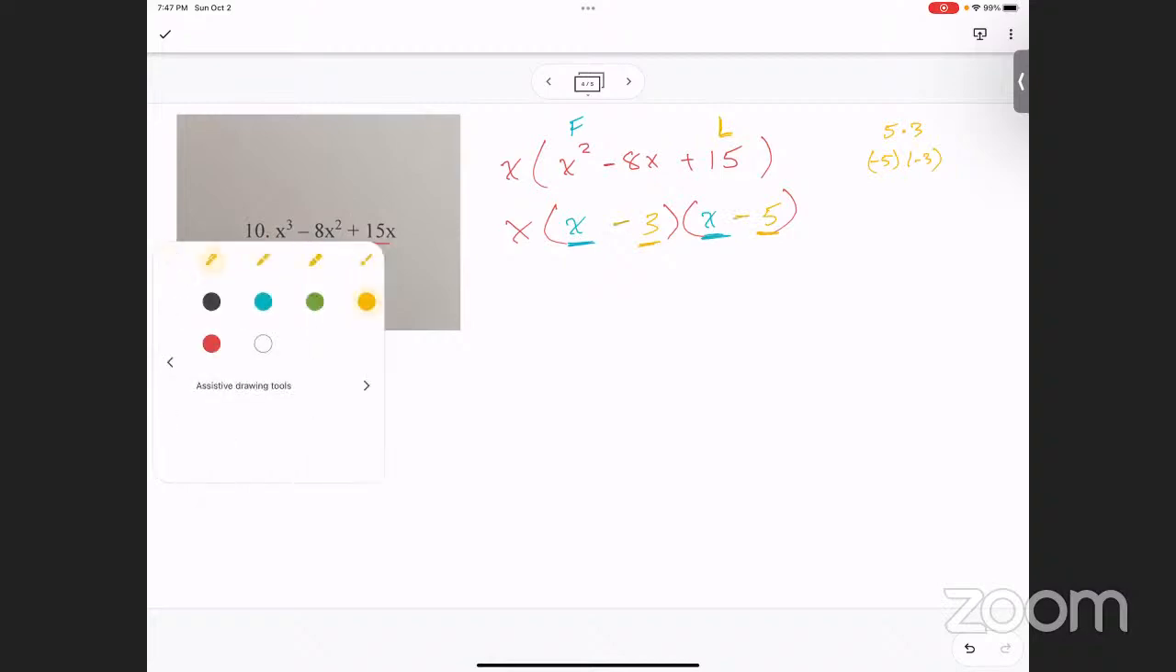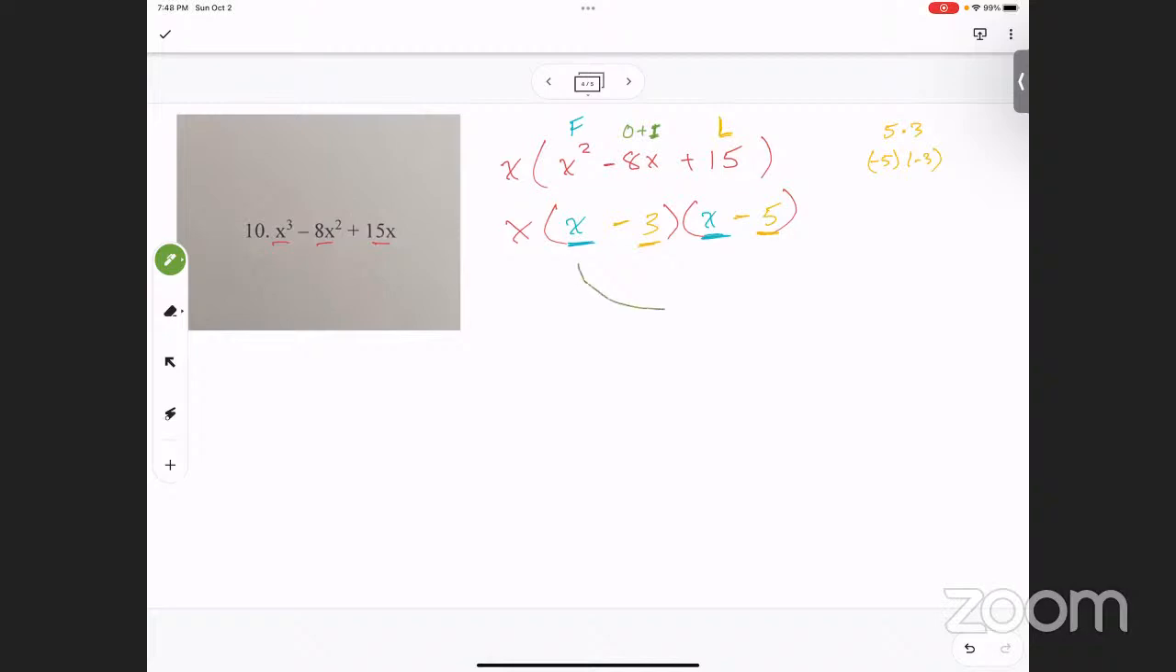And now this one right here is your O plus your I. So let's check it now. When I multiply my outside and my inside, what do I get? Negative 5x and negative 3x. And what do those add up to? Negative 8x. And that's what I needed. So that's correct. That's how you factor trinomials into two binomials.